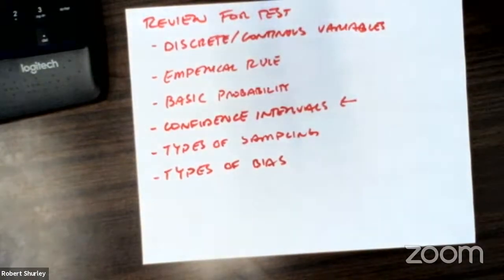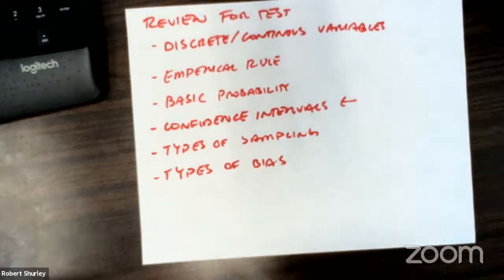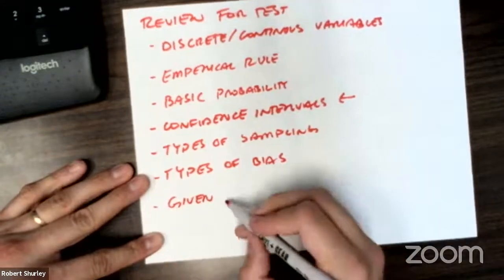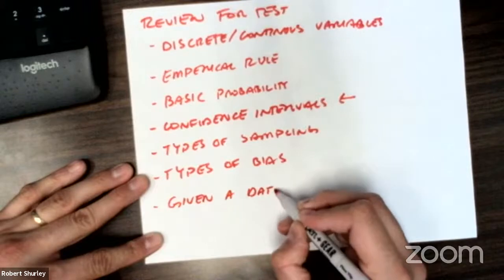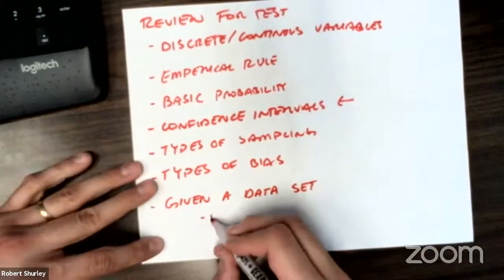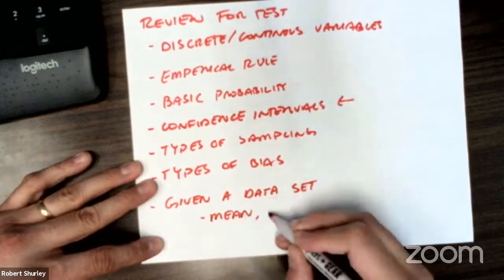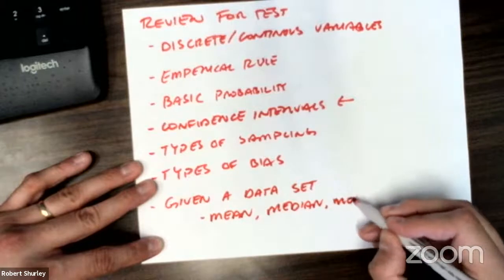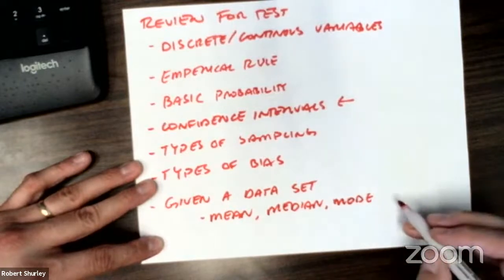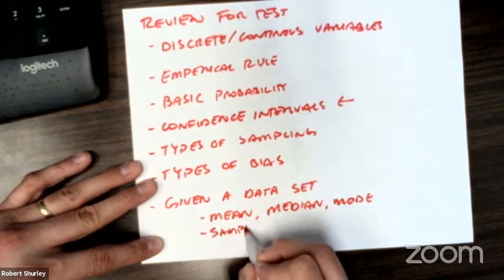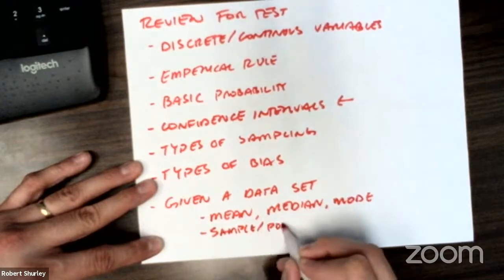And then, using your calculator, on one of the tests I gave you one data set and asked you to find all the different things from it. So given a data set, put it in the calculator and be able to find the mean, median. You can put mode on there. That one's not hard. You can kind of see the mode. The sample or population standard deviation.